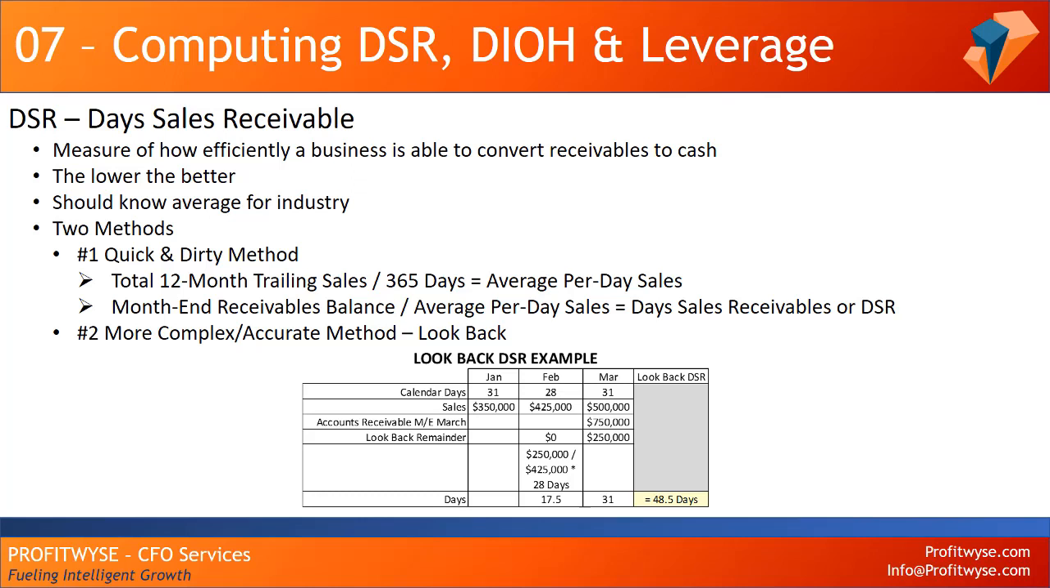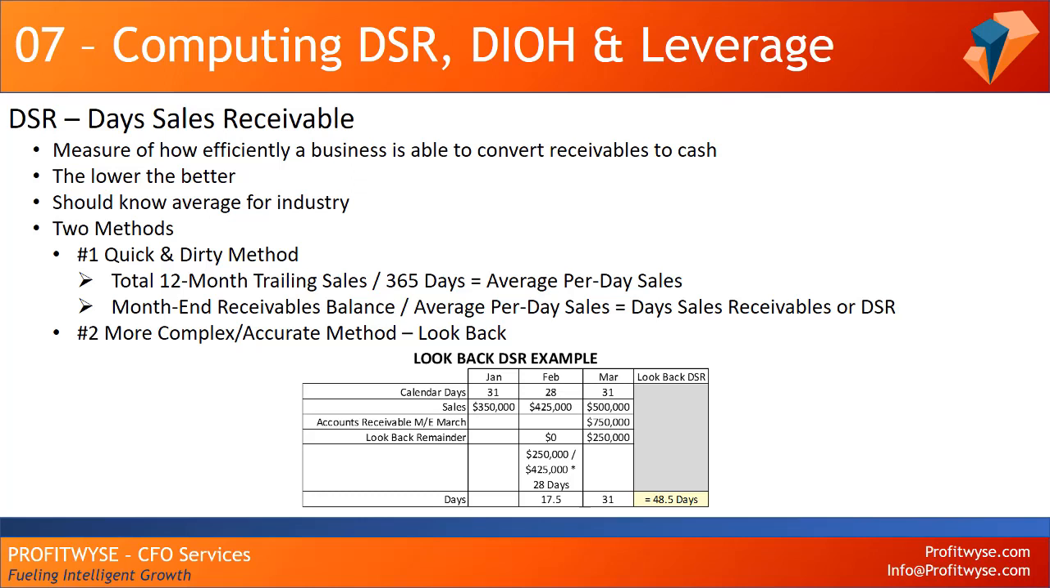Now there's pretty much two methods to calculating DSR. One is what I call the quick and dirty method, and that's the one that I've used on the graph that we're going to look at in a minute. It basically is looking at a 12-month trailing history. So you would sum your last 12 months of sales and divide that by 365 days. That's going to give you the average per day amount of sales that the business is generating. The next step is taking the month-end receivables balance and dividing that by the average sales per day.